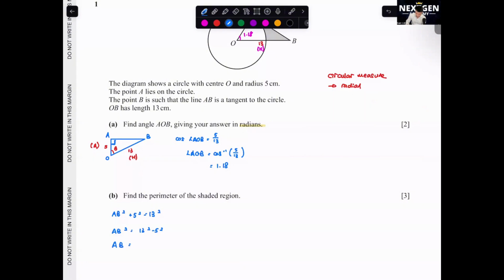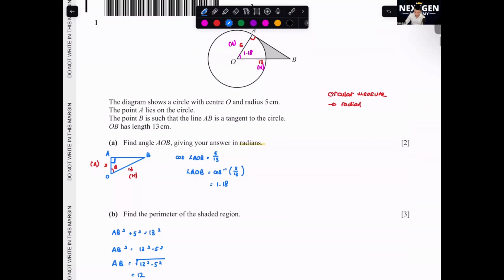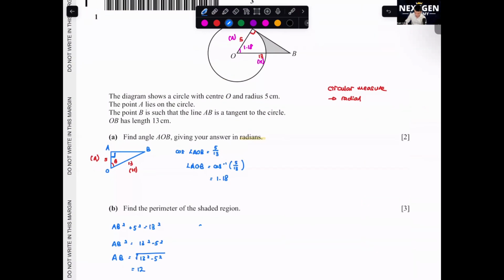Then AB equals square root of 13 squared minus 5 squared. We'll get square root 144, which equals 12. Then we find the arc. Do you all remember the formula for arc? Is it given to you? The formula is not given, so you all have to memorize it, which is S equals r theta.